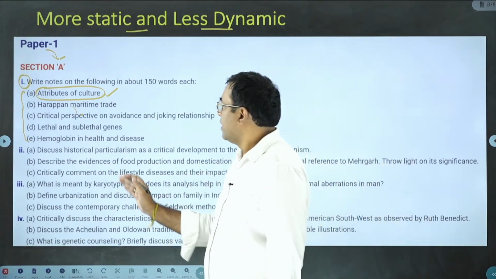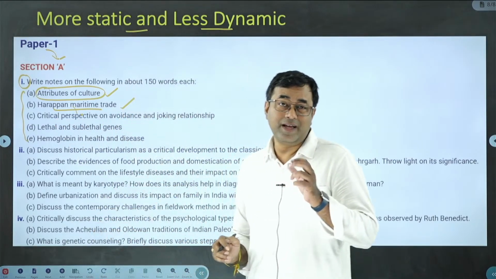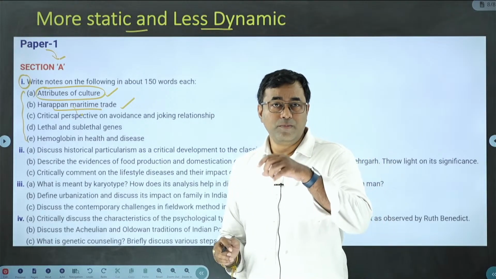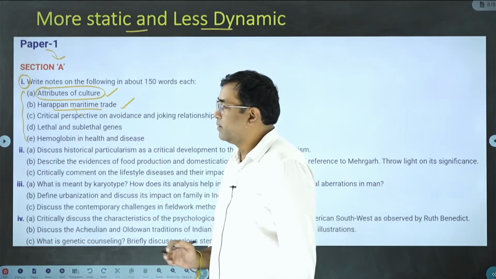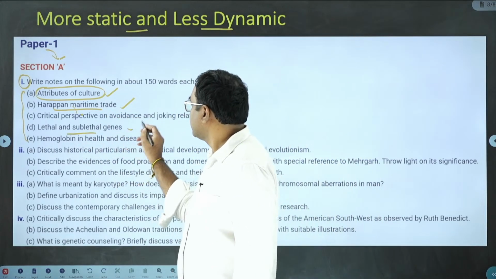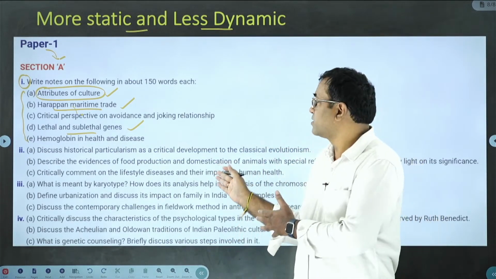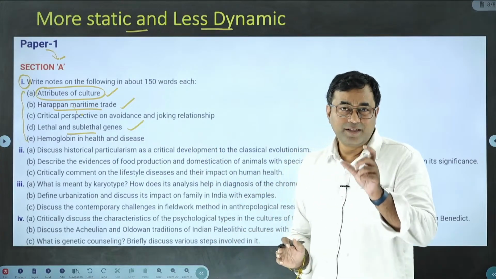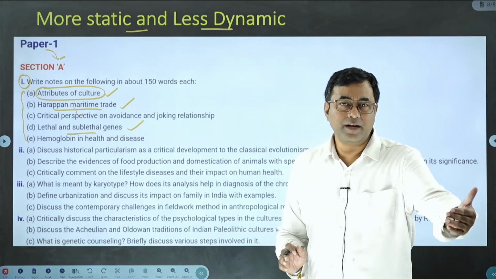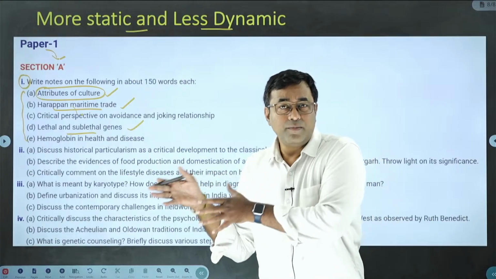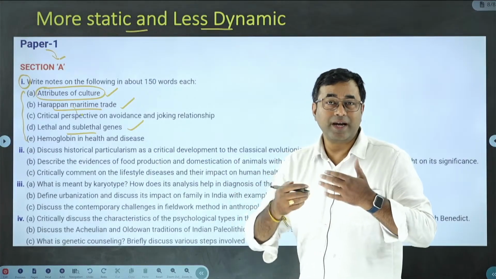Another one, consider Harappan maritime trade. Harappa is given as one of the words in paper 2, but it is also related to paper 1. Similarly, lethal and sublethal genes. These are some of the words exclusively mentioned in the syllabus and given as questions, which shows that the subject is more static in nature. That is the reason they slightly connect it to current affairs and give the same word in the main exam paper, which makes it very easy for the student to recollect the subject and write it in a better way.